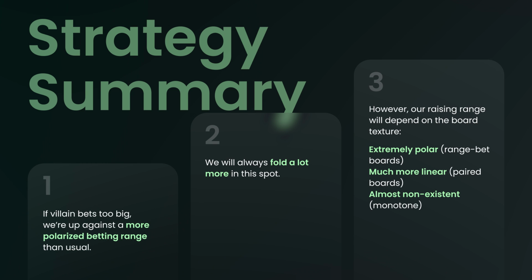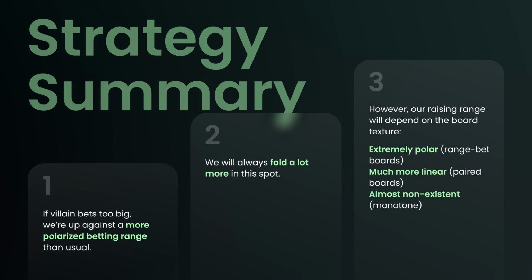The second category is the paired boards, where our raising range is going to become much more linear, because generally those boards are going to mean that we either have enough to continue by raising or we don't have enough to continue at all. And that's going to mean we end up with this small raise size at a high frequency. And then we also have the monotone boards, where our raising range is basically non-existent.